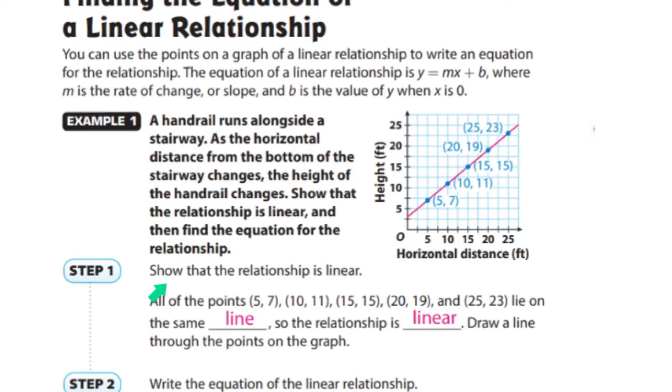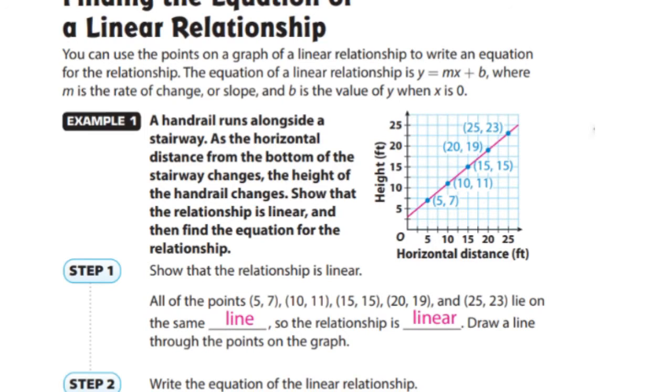Show that the relationship is linear. Well, they gave you these points and they have them labeled here. If you plot points on a graph and you can draw a line through them, you would say that this is a linear relationship. The points would fall on the same line, no curves or anything. So the relationship is linear. Then draw a line through the points on the graph. In your book, they just gave you the points, and if you draw the line, you can see they'll line up. Okay?